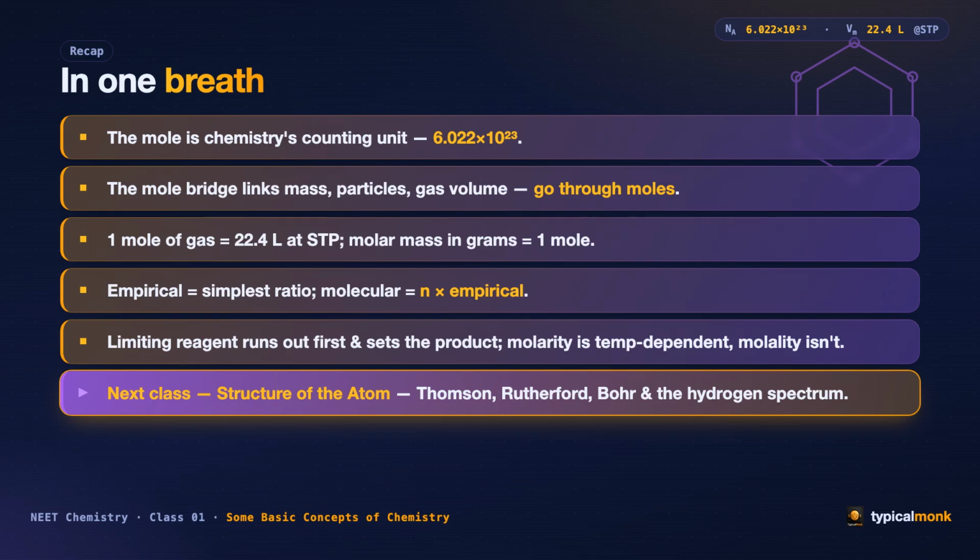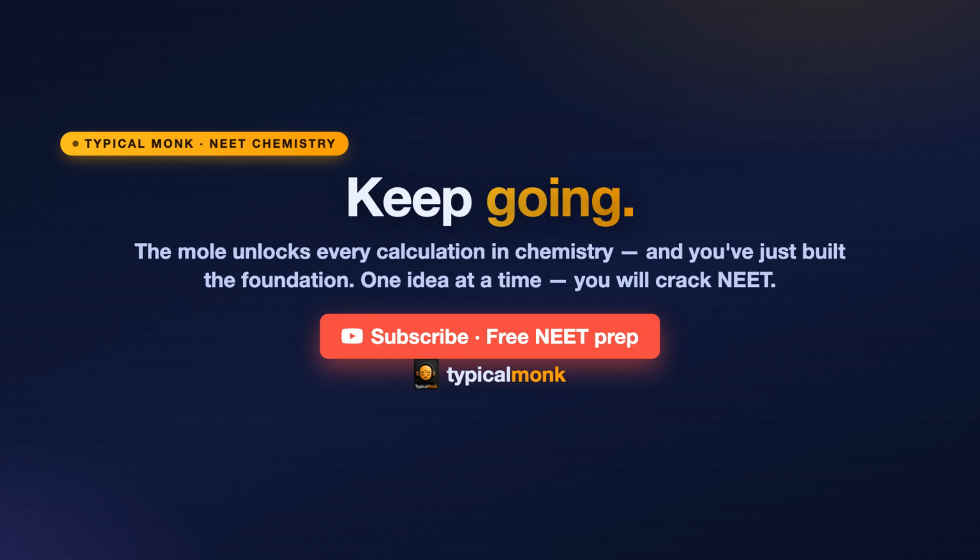The structure of the atom, Thomson's model, Rutherford's gold foil, Bohr's orbits, and the beautiful hydrogen spectrum. Do not miss it. And so, my friend, we have taken the first step. It may have looked like just one number and a bridge, but understand this. The mole unlocks every calculation in chemistry. Every equation you will ever balance, every concentration you will ever compute, every numerical need will ever throw at you, they all walk across the bridge you built today.